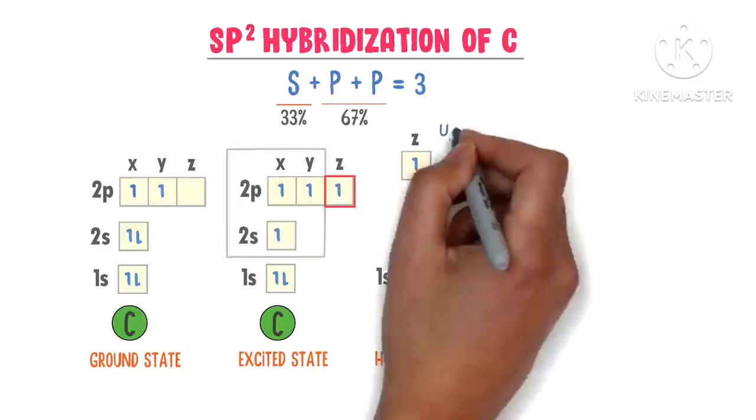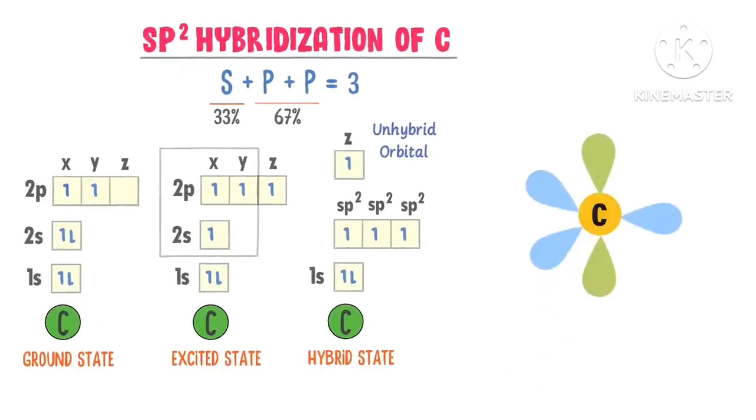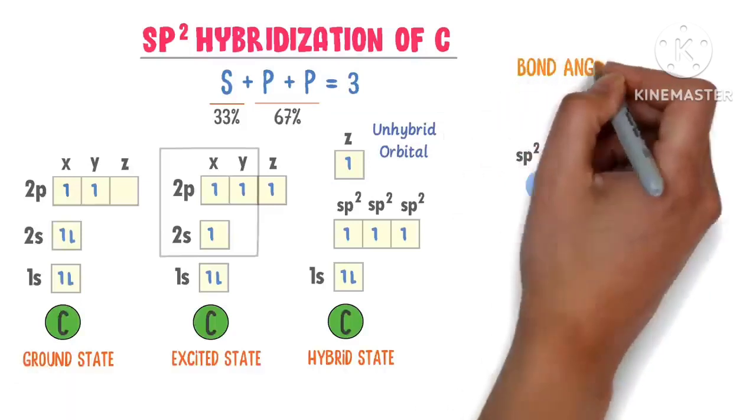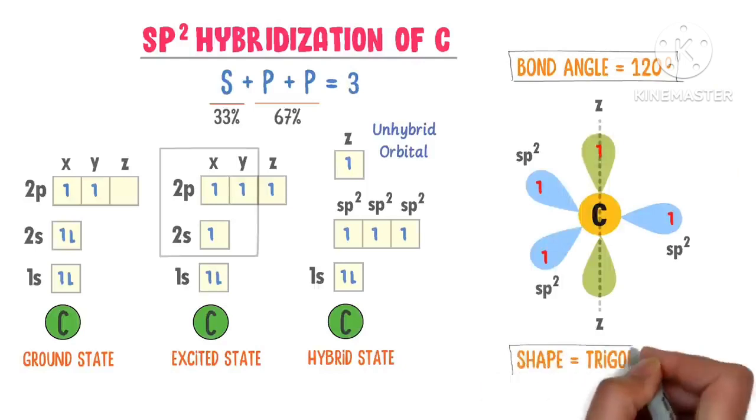This z orbital is an unhybrid orbital. It means that this z orbital does not combine with 2s, 2px and 2py. Also, it has more energy than all these 3 hybrid orbitals. Now carbon has this type of geometry in sp2 hybridization. This is the first sp2 orbital, this is the second and third sp2 orbitals. While this long orbital is the 2pz orbital, which is the unhybridized orbital. These all orbitals have 1 electron each. Remember that the bond angle in sp2 hybridization is 120 degrees, while the shape of carbon is trigonal.